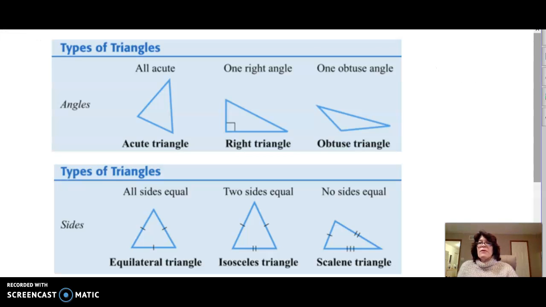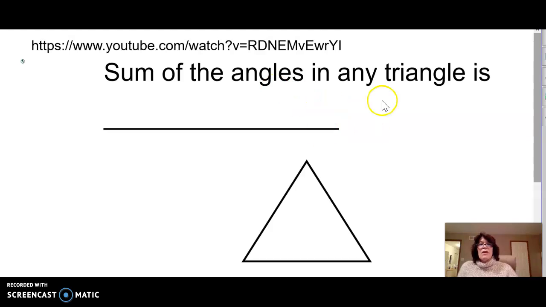But anyway, oh, I didn't actually write. Sum of the angles in any triangle is 180 degrees. Okay? You just have to know that.